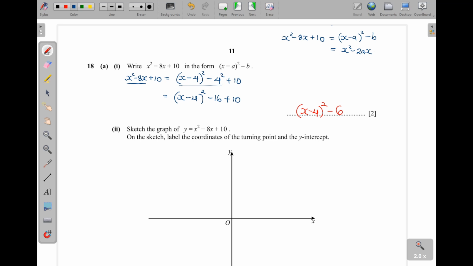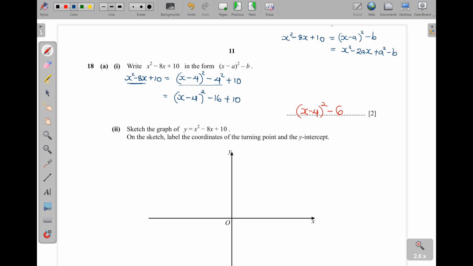Okay. You just put the 2. You put the power on the x. And then you say 2 times this times that. 2 times the x times the negative a. Then you get the middle part. And then that negative a, you square it. It becomes a positive a squared, then minus b.